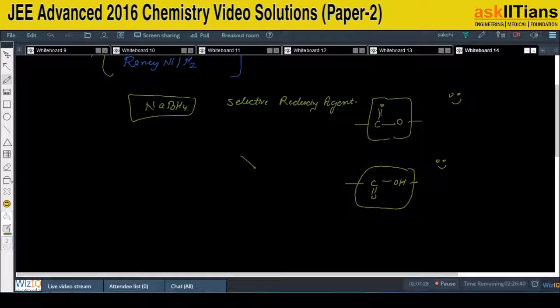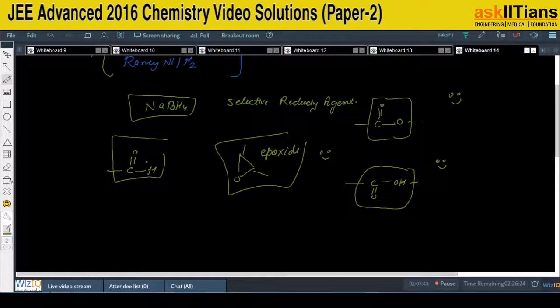Moreover, if I talk about the epoxide bond, this epoxide bond will also not be cleaved, and hence we are on the safer side at this position also. But if I take into account the aldehydic group, the CHO group, this will be reduced into primary alcohol, which is CH2OH. And hence we can say that only option number C will be the correct option for this particular question.